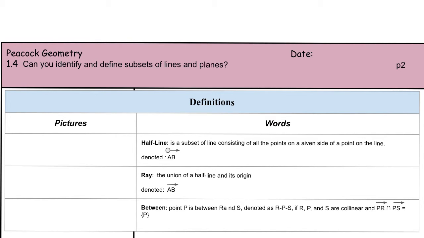A half line is a subset of a line consisting of all the points on a given side. I love doing this because I see all my typos. A given side of a point on the line, denoted open circle with an arrow over top. Okay, so this is a half line.